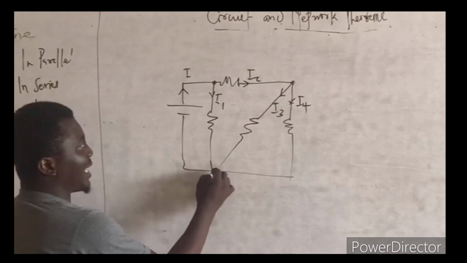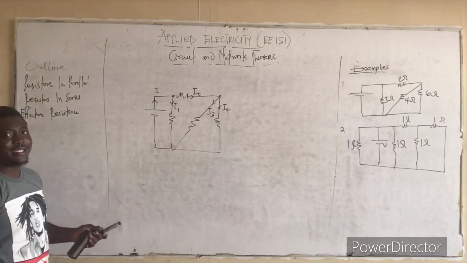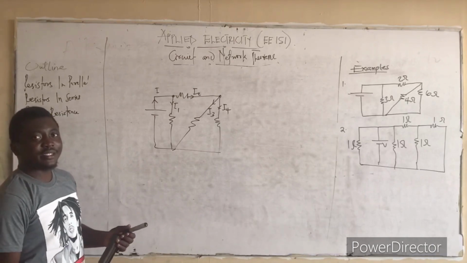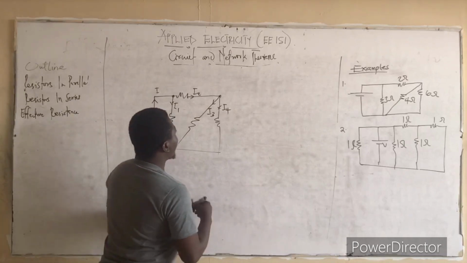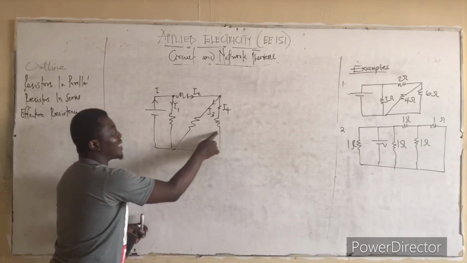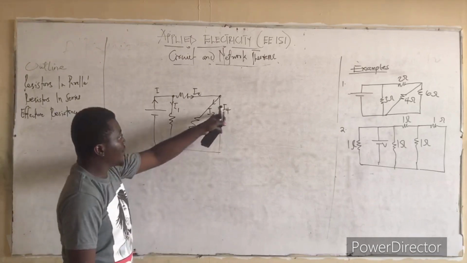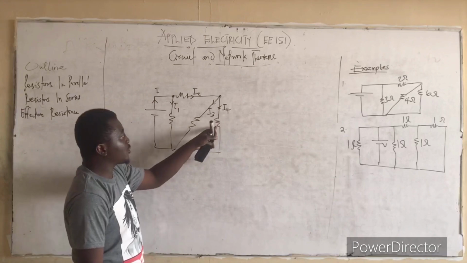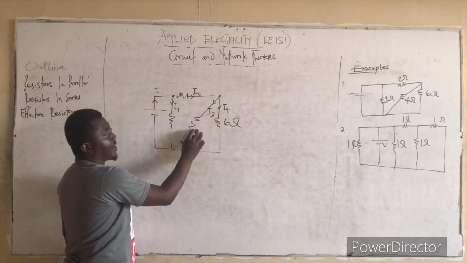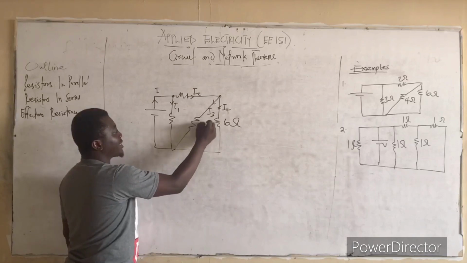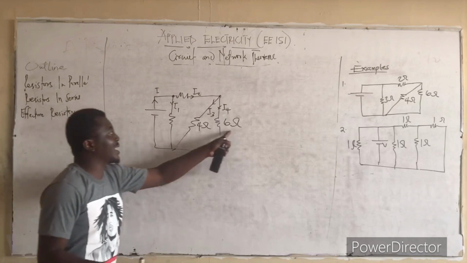Then they will come together again here. Then the circuit continues. So we can clearly see that there is no short circuit. If there is no short circuit, then you check this and this, are they in series? No, they are not in series. Why? Because I4 is going through this 6 ohm resistor and I3 is going through this 4 ohm resistor. So there are different currents moving through this and this.